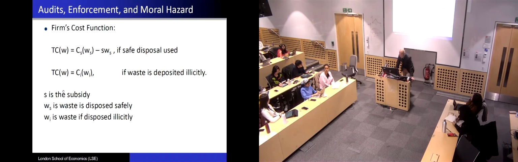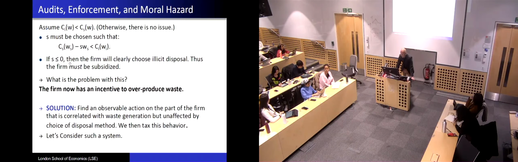So again, WS here is if they dispose their waste safely, and WI is if they dispose the waste unsafely, or illicitly. This is what I said before. Again, it's cheaper to dispose it illicitly. So we need to choose S such that we get this identity here: the cost of safe disposal minus the subsidy that I will get. Again, the subsidy goes into the cost function with a negative sign because it actually reduces my cost. This is less than the cost if I do it illegally.